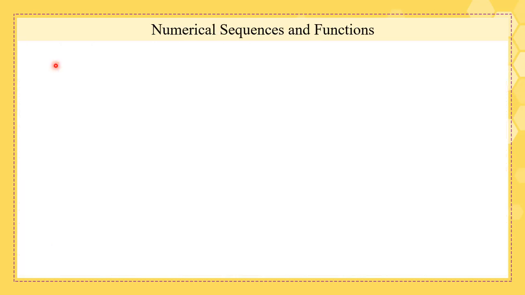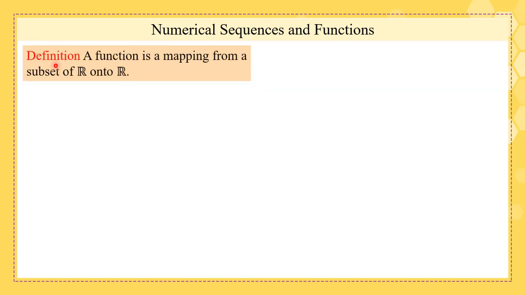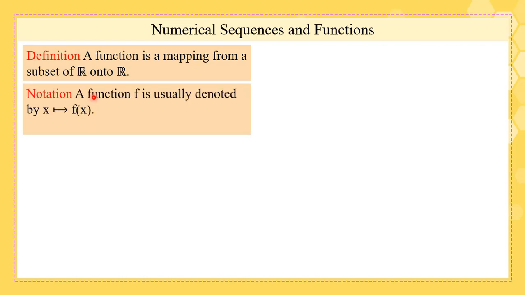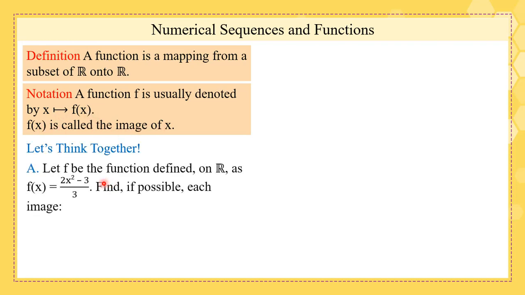Now let's see the relation between the numerical sequence and the function. Remember the definition of a function. It's a mapping from a subset of R onto R. And this is its notation. We usually call it f, and it goes from x to f of x. And f of x is called the image of x. This is function f, which is defined on R as f of x equals.